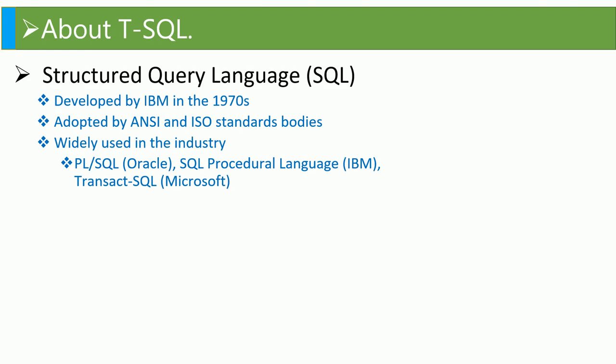What is T-SQL? SQL stands for Structured Query Language, developed by IBM in the 1970s, and then adopted by the ANSI and ISO standards bodies, and widely used in the industry. PL/SQL is by Oracle, SQL Procedural Language is by IBM, and Transact-SQL is from Microsoft. So we have three types of SQL: PL/SQL by Oracle, SQL PL by IBM, and Transact-SQL, called T-SQL, developed by Microsoft.